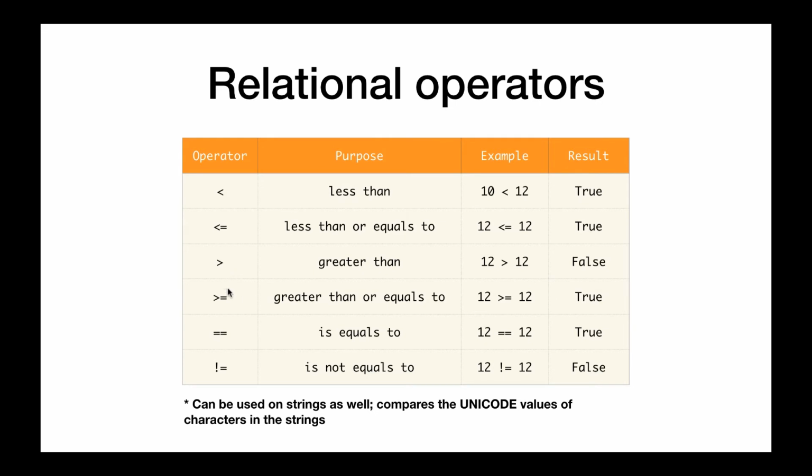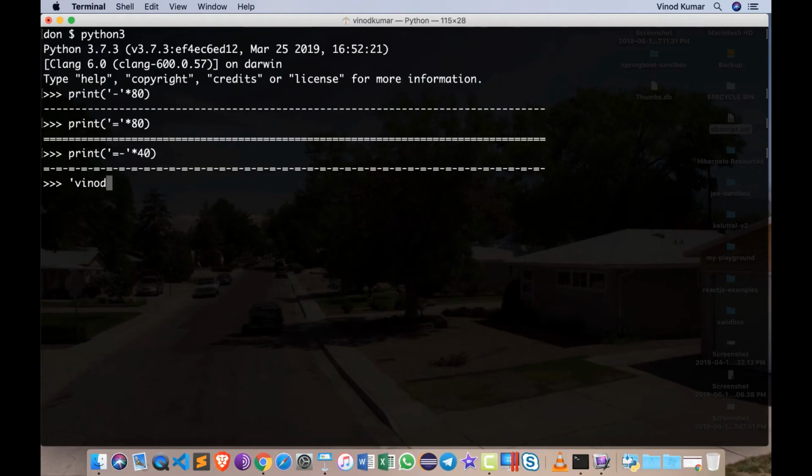Similarly, we have greater than or equal to. We also have a double equals, which is used for comparing two values, whether they are the same or not. And also we have not equal to that checks the opposite of the above. These relational operators can also be used with strings, where the Unicode values of the characters of the strings will be used for comparison. If I check Vinod less than Vineet, you'll see you get false.